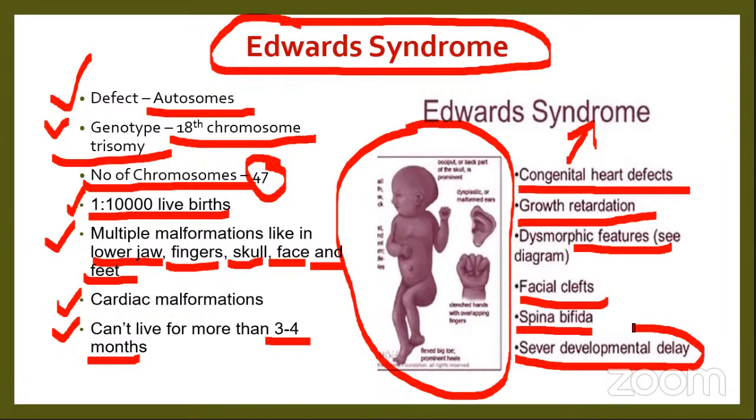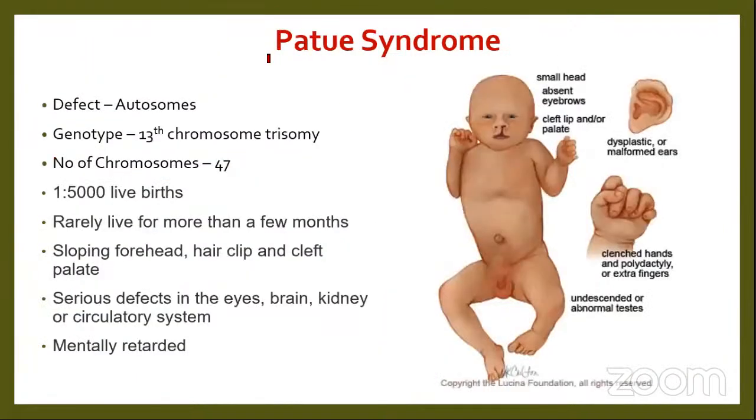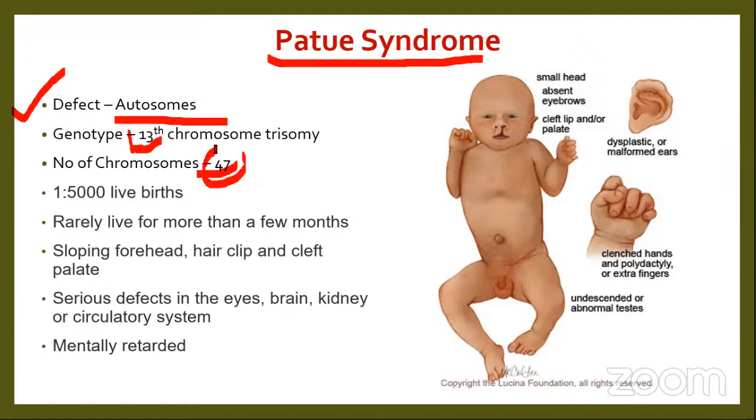Okay, let's learn about the next, Patau syndrome. In this syndrome, the actual defect is again in autosomes. Here the trisomy number is 13th. In Edwards syndrome, the 18th chromosome is trisomy. In Down syndrome, the 21st chromosome is trisomy, and in this disease only the 13th chromosome is trisomy, and the number of chromosomes is increased to 47.